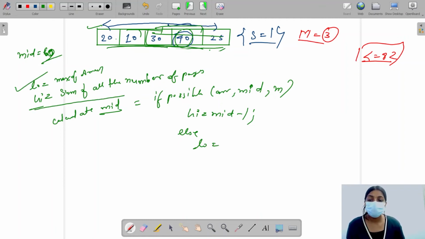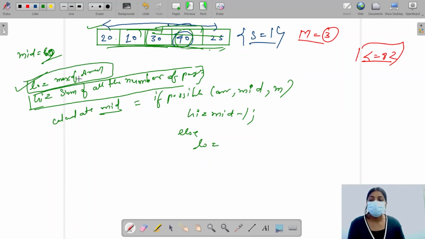This is the maximum possible load that my student can handle, and this is the load that my student is bearing now. So I am going to increase the load on my student, so low becomes equal to mid plus 1. That is, my highest load is this much, and you have to increase the load. Okay, so we are increasing our load here. All right, so what are we going to do?